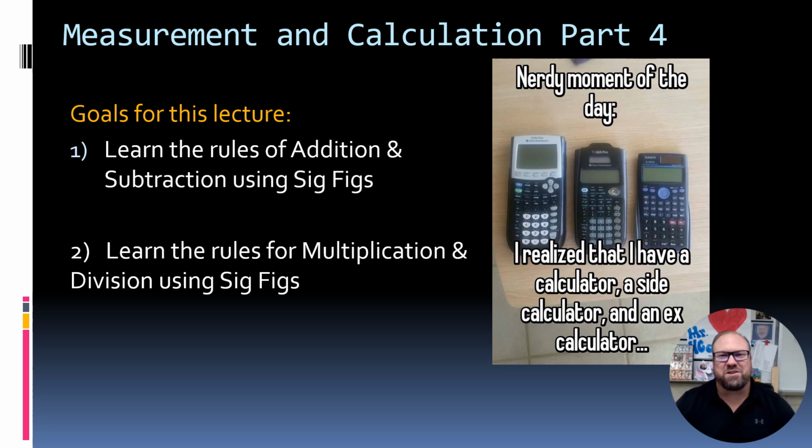On this part four lecture of measurement and calculation, what I'm going to be teaching you today is the rules that govern adding and subtracting and keeping the correct number of sig figs when you add or subtract measurements, and then the rules for multiplication and division and how you round to the correct number of sig figs when you multiply or divide measurements in chemistry or physics, engineering, anything higher level academics.